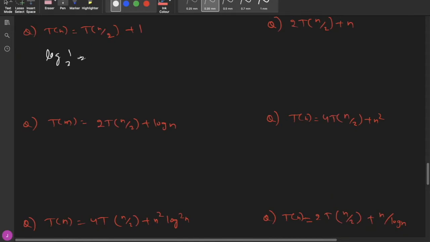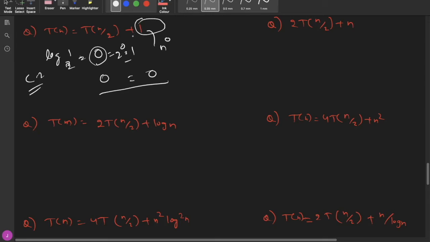For this question, log a base b value is 0. So log 1 base 2. 2 power 0 is 1. That's why the value should be 0. The k value is also 0. Both are equal because 1 can be written as n power 0. Both are equal. That means case 2. So if case 2 arises, then what do we have to do? We have to make the right side win by adding some log to that side. So the answer should be 1 into log n, that is order of log n.